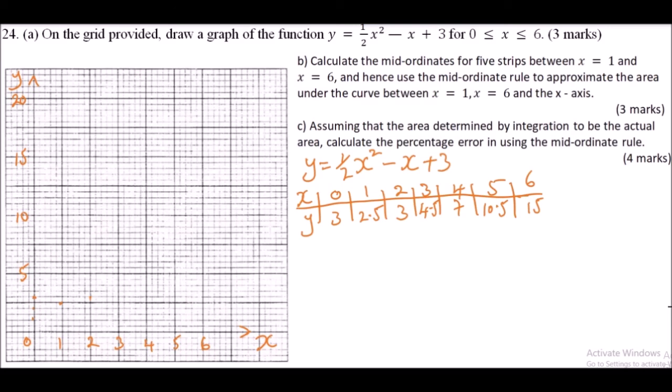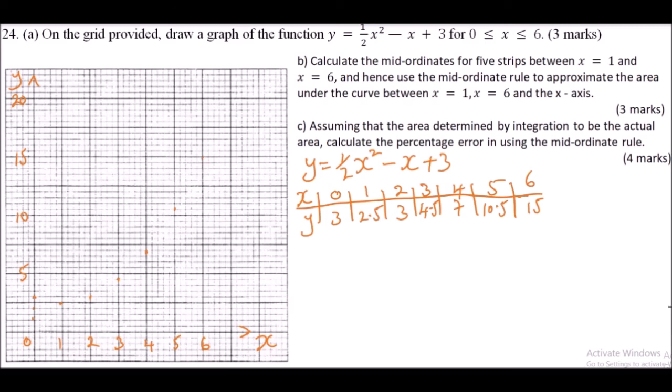Then when x is 3, y is 4.5. So this is where we have 3, 4, 4.5 will be there. Then when x is 4, y is 7. So here it is 5, 6, 7. We have our point there. Then when x is 5, y is 10.5. So 5, this is 10, 10.5 we have there. Then when x is 6, y is 15.